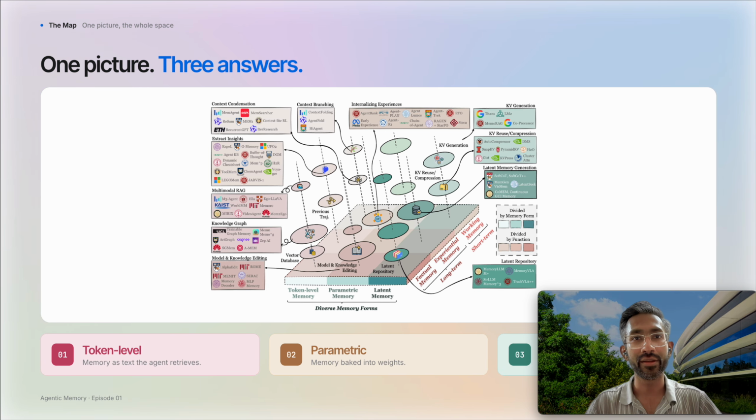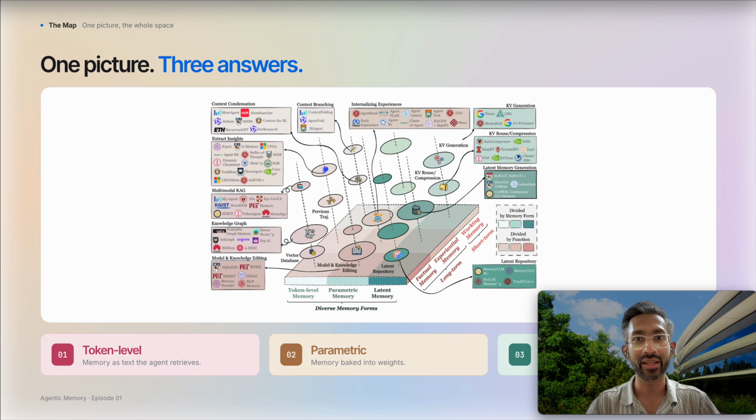Every point, every logo in this diagram is a real paper from the last 2 years. Researchers building systems that can remember. Don't try to read it all. The only thing I want you to look at is the bottom band, three colored stripes: token level on the left, parametric in the middle, latent on the right. Every paper you have seen in the past 1 year fits in one of those stripes. We are going to walk across the band from left to right, one stripe at a time.